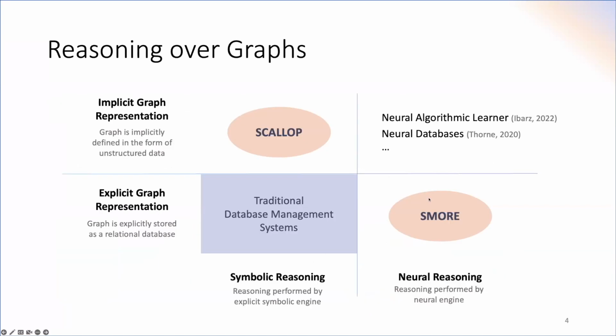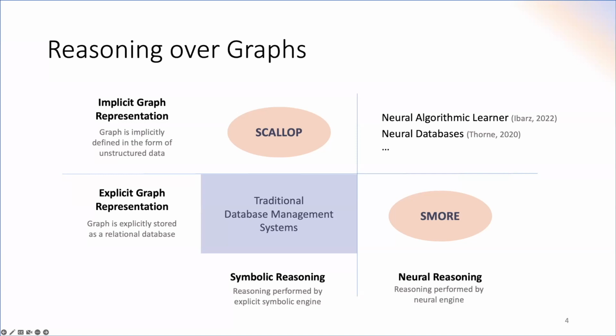And then what do we really mean by reasoning over such a data structure? Here we categorize the literature along two axes. On the vertical axis, we discuss whether the graph structure is actually given in a task. For example, we have this type of implicit graph representation where the graph is hidden and we only have unstructured data as input. And we also have explicit graph representation, where we are explicitly given the graph structure as an input to the task.